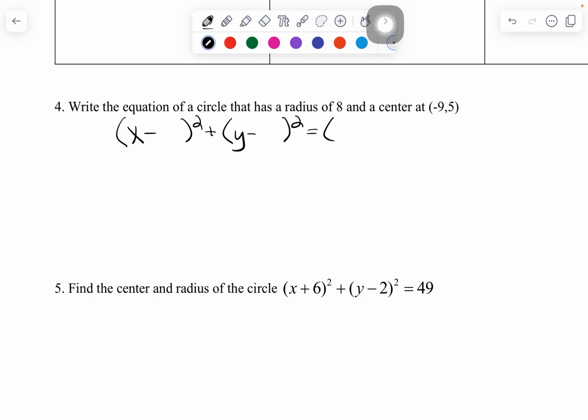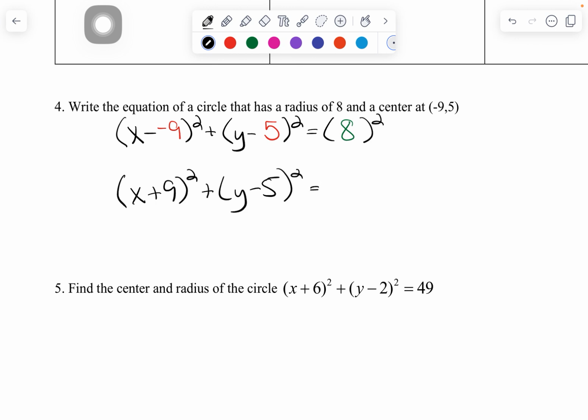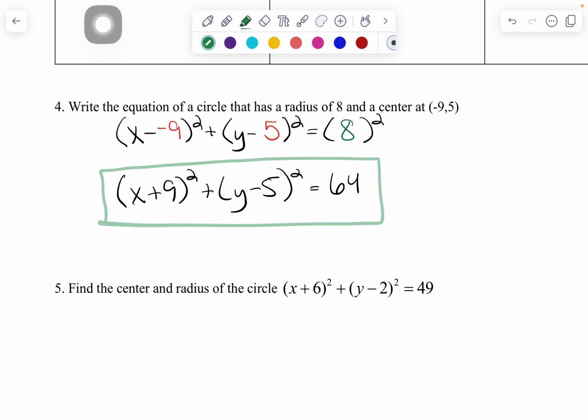My preference, if I can leave it, is this. So let's see what we got here. Center at -9, 5, and a radius of 8. I'm going to do a little bit of cleanup here because I don't like the double negative. Don't like any double signs, really. And I can figure out 8 squared. So we've got x plus 9, the double negative becomes positive, y minus 5 squared, and 8 squared is going to be 64. So that is the equation of a circle with a radius of 8 and a center at -9, 5.